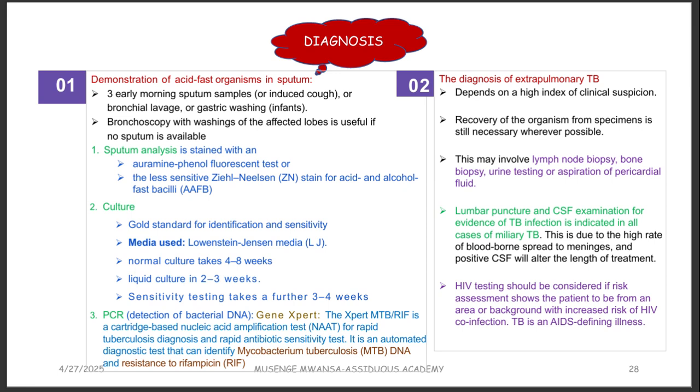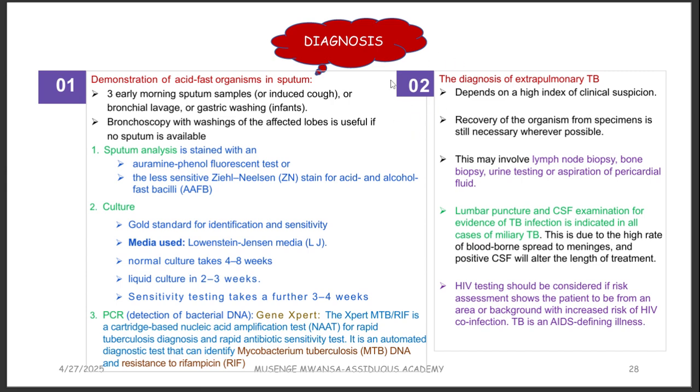Besides that, it also tests for sensitivity of one of the important drugs that you use for the treatment of TB, the drug known as rifampicin. So it is very important to know that GeneXpert is not only used for diagnosis of TB, but also to test if there's resistance to rifampicin. If there's resistance, it means that the drug wouldn't be important when it comes to treatment.